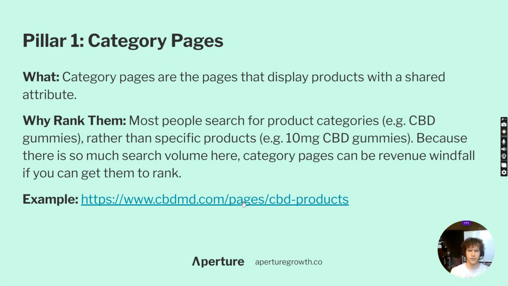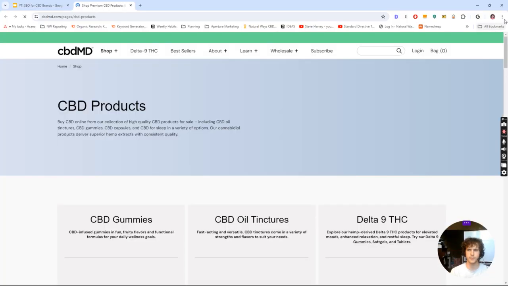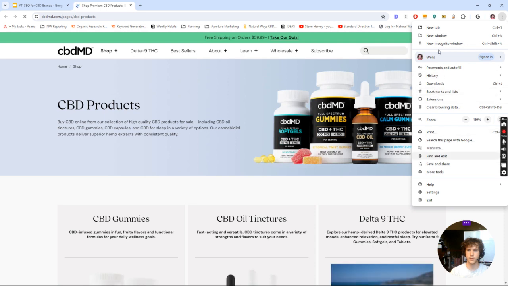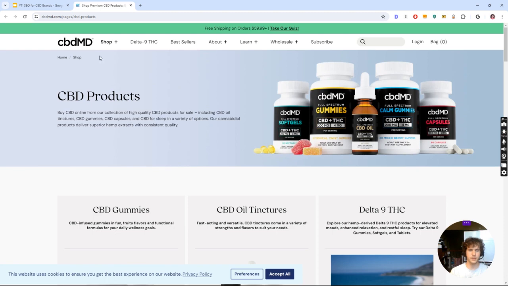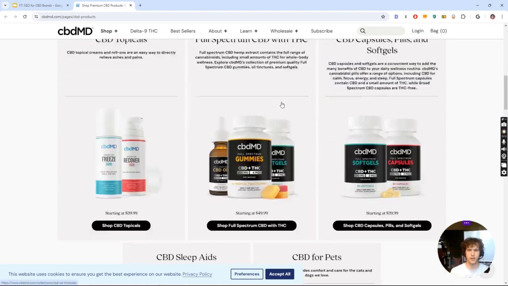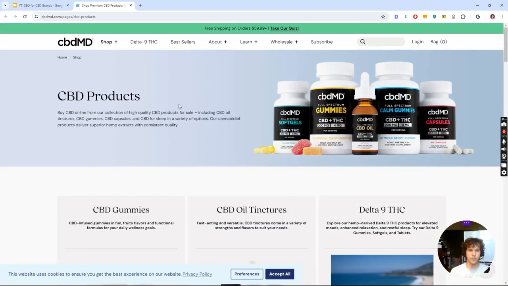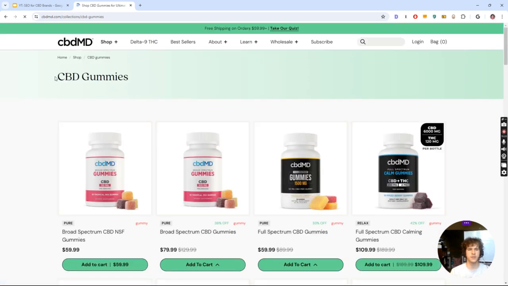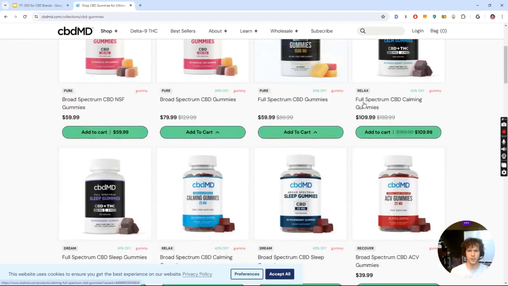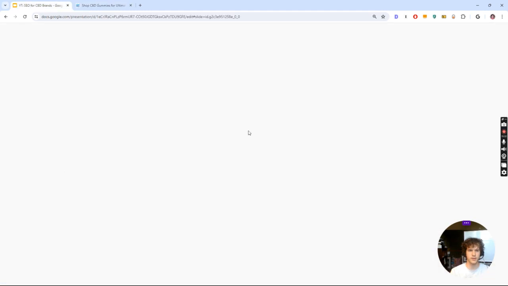An example of a category page here is just CBDMD's CBD products category. So I'll take a look at it right now. CBDMD's page is basically a page for all their different CBD products. Actually, a better example might be their CBD gummies category. This page is for all their gummies, and all the products on this page are CBD gummies. So that's a category page.